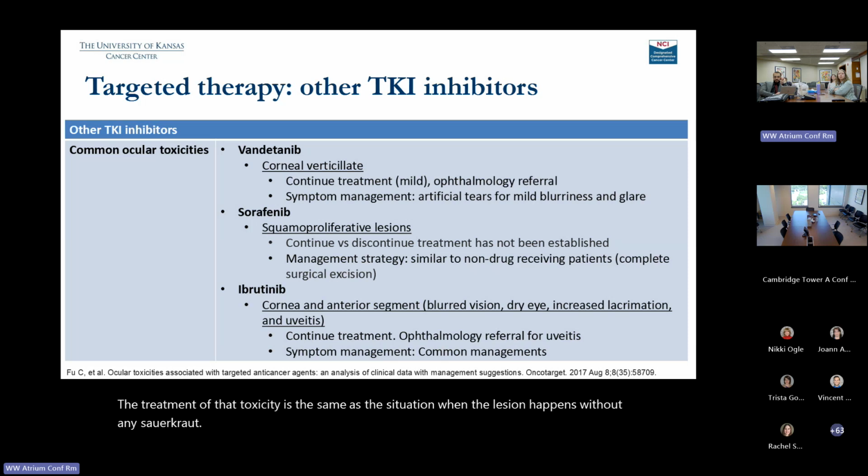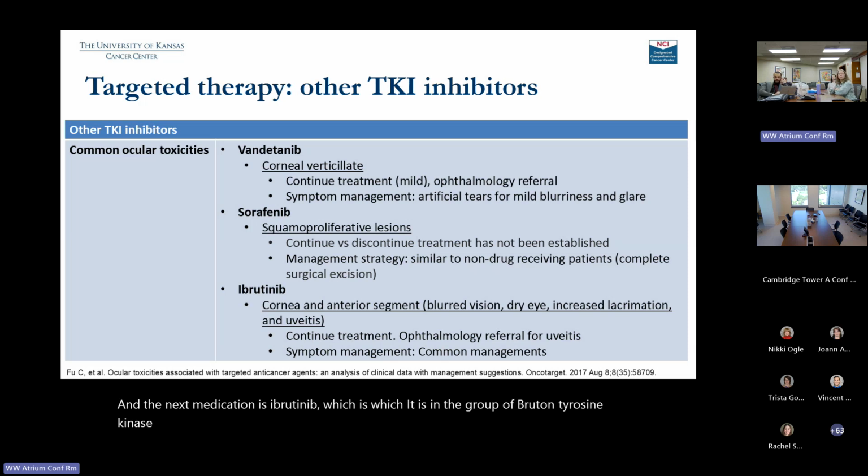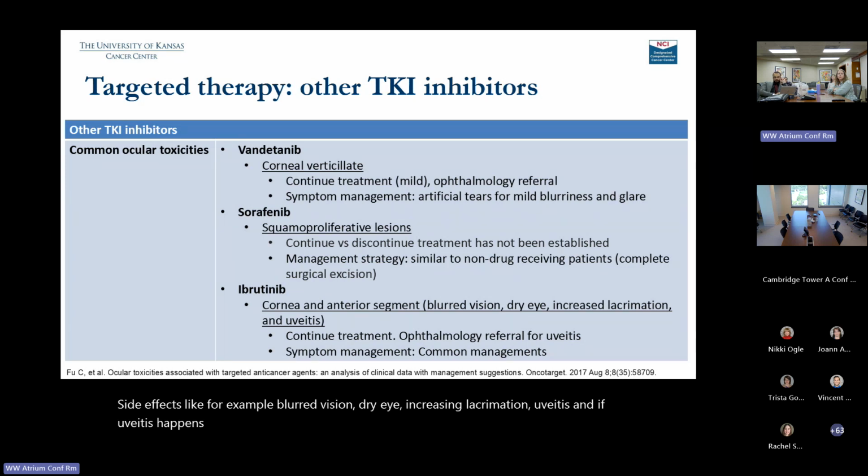And the next medication is ibrutinib, which is in the group of Bruton tyrosine kinase inhibitors. That medication has several ophthalmic side effects, for example, blurred vision, dry eye, increased lacrimation, and uveitis. And if uveitis happens, we need to have a referral to a specialist.